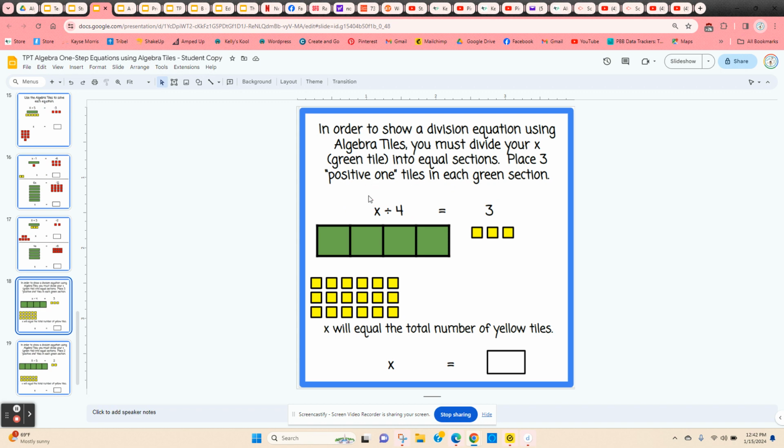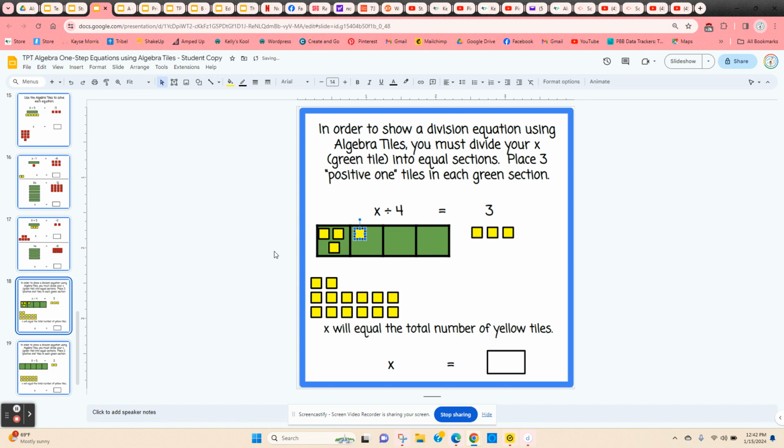Division's a little bit tricky. So again, this is the green X tile. We've just made it larger so that we can divide it into equal sections. So here we have x divided by 4 is 3. We're going to take this x, we divide it into 4 equal sections, and that will equal 3. So that means there's going to be 3 in each section. So they have to move the tiles so that there's 3 in each one of these equal sections.